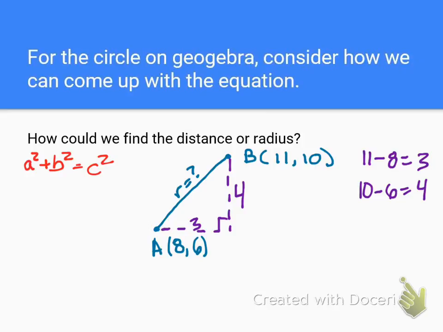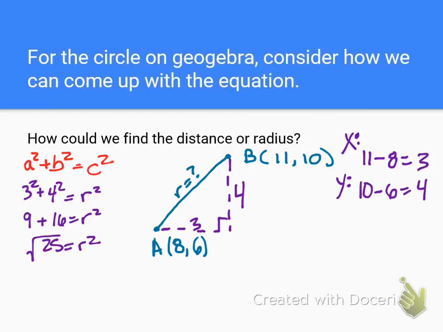Okay, so plugging in those lengths for a and b gives us 3 squared plus 4 squared equals c squared, which is really just r squared in our case, since the hypotenuse of this right triangle happens to be the radius of the circle that we're talking about. So we can call that r squared. Squaring these gives us 9 plus 16 equals r squared. 9 plus 16 is just 25. And then I can take the square root of both sides to get the radius is 5.